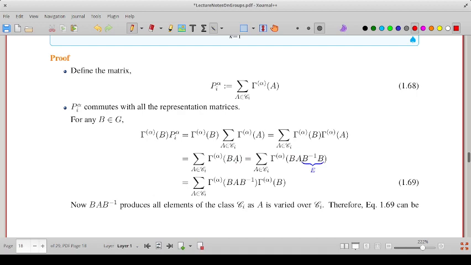Now I can write BA as BA times identity, but B inverse B is identity. So I can write it as the sum over A of gamma alpha of BA B inverse B. So this is gamma alpha of the matrix BA B inverse times the matrix B. Now since it is a representation, I can write it as the product of gamma alpha of BA B inverse times gamma alpha of B.